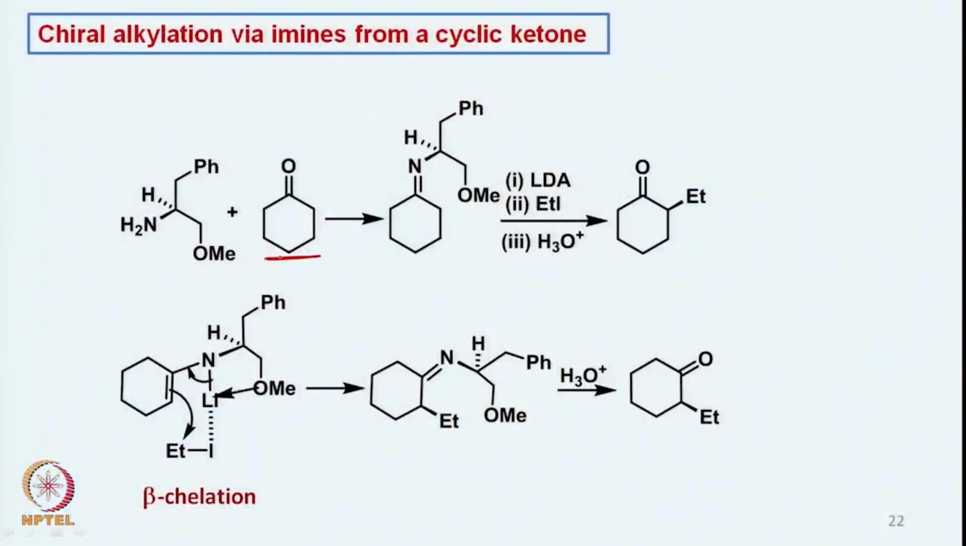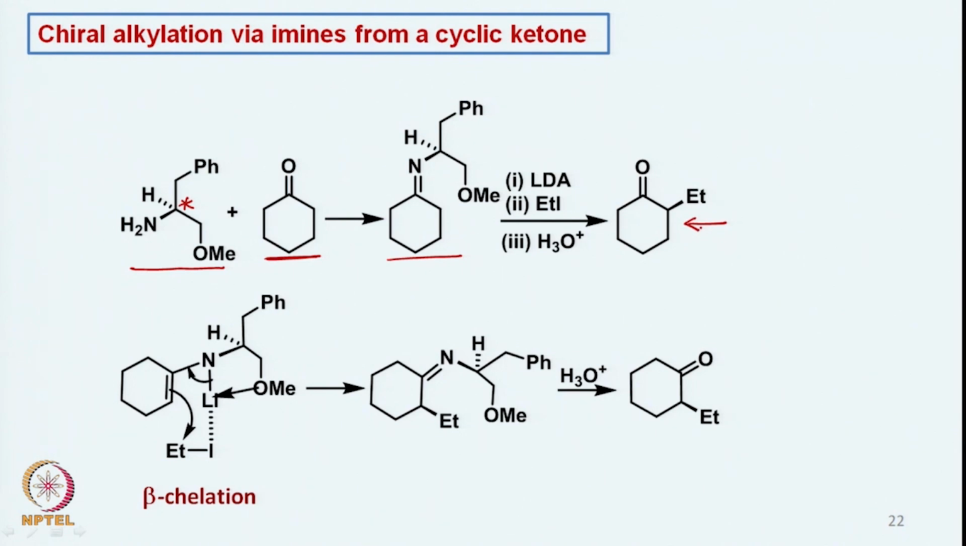Now if we take a ketone and react it with a primary amine which is a chiral amine, we take this as a chiral center and make this particular imine, which is now chiral because the amine was chiral. And now if we take LDA as a strong base and ethyl iodide, and then finally do the hydrolysis, this is what is obtained, and this particular alpha ethyl ketone is optically pure.